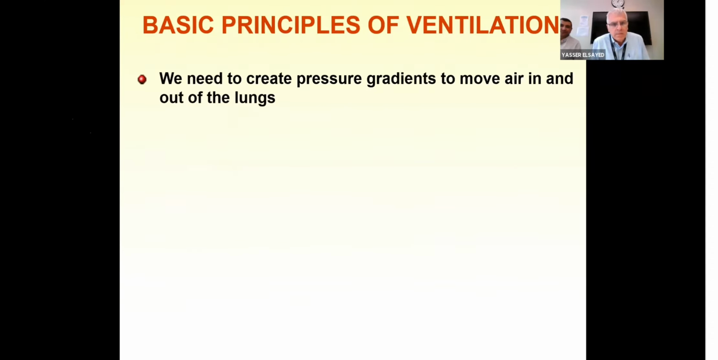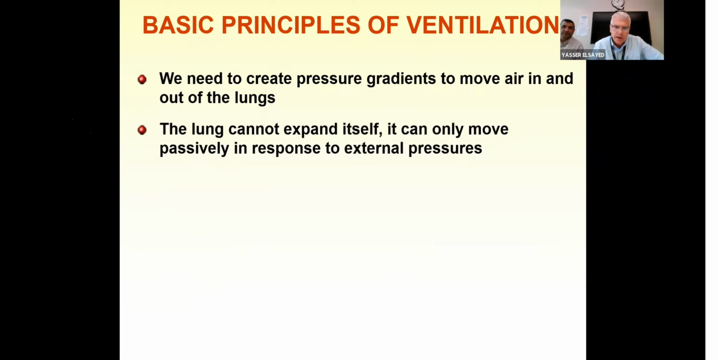Okay, so to be able to move air inside and outside your lungs, you need to create a pressure gradient between the lungs and the outside. The lung cannot expand by itself. It can only move passively in response to external pressures.